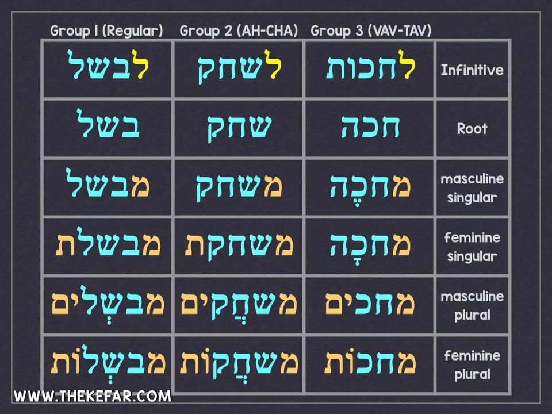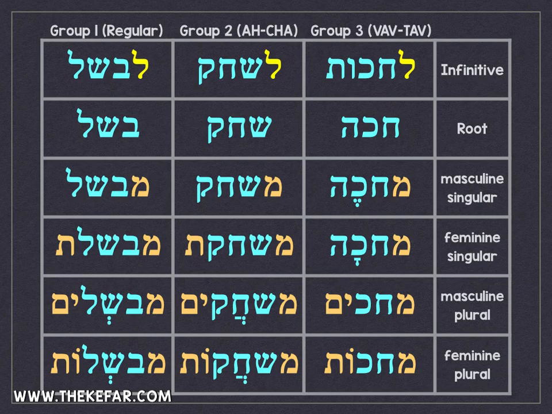In group one, this is just our regular PL group. By regular, I mean that it doesn't fall into any one of those other categories in the subsequent groups that we've learned. So with the regular levashel, you just replace the lamed in the infinitive with a mem, and that gives us the masculine singular of mevashel, with our vowel pattern being m-e-a. So: mevashel, mevashelet, mevashlim, and mevashlot.